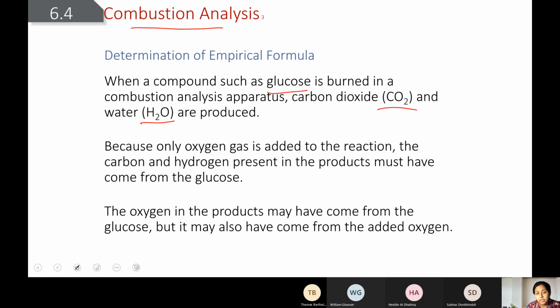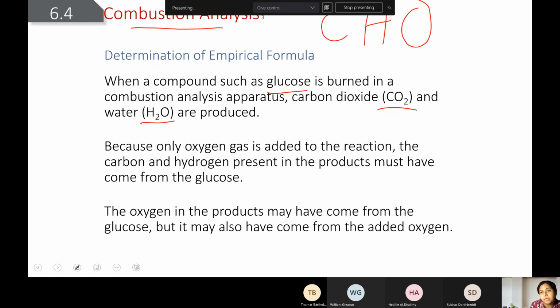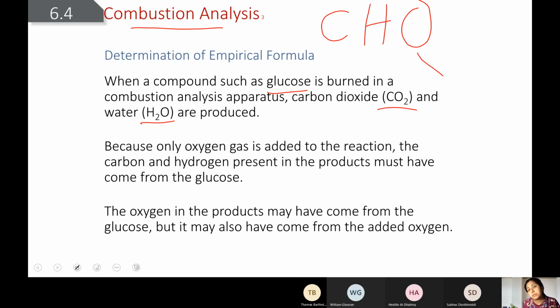Okay, so then you will see the glucose. What are the elements in glucose? There are carbon, hydrogen, and oxygen. But why can we not find a method to find the oxygen in this compound? We can't do that because we are supplying the oxygen to get the burning. So the combustion analysis does not give us the mass of the oxygen, even by an indirect method.